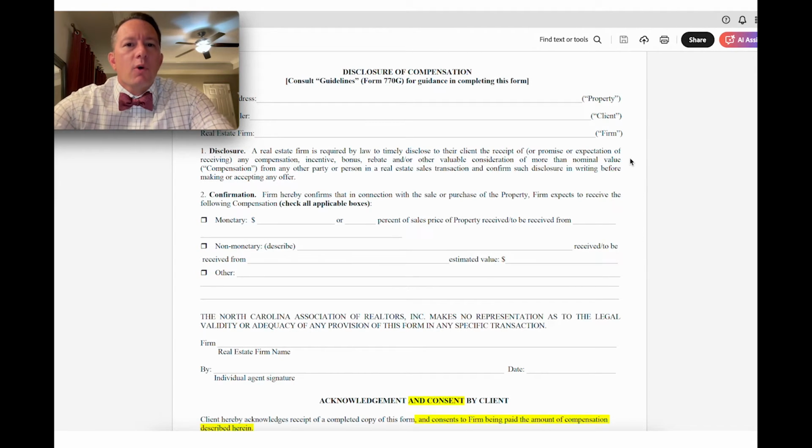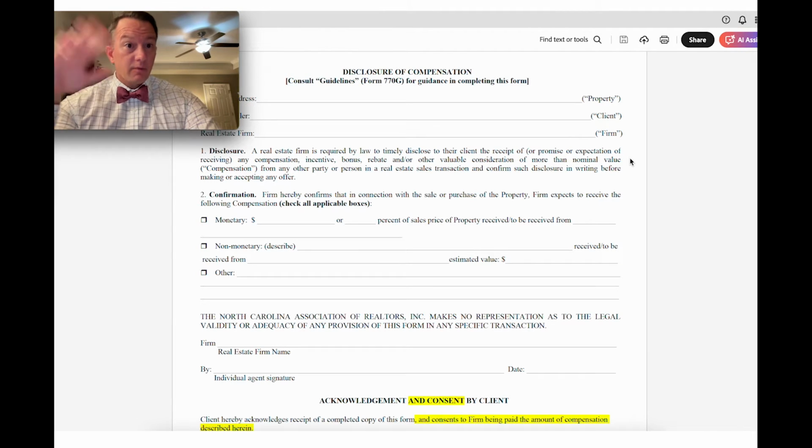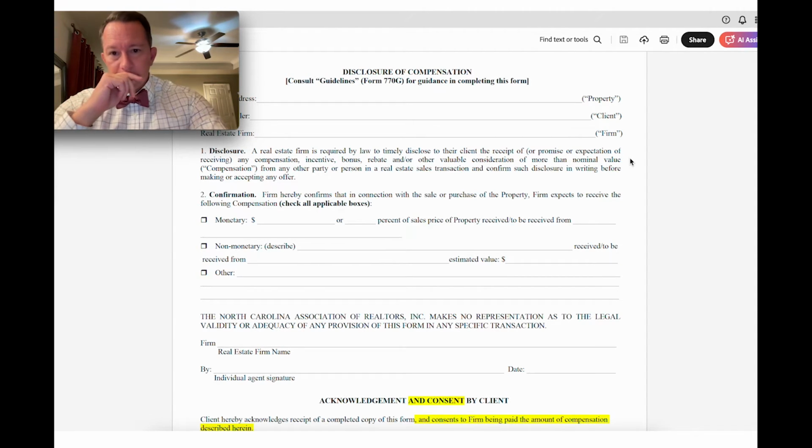that a firm is required to disclose under the license law if they expect to receive compensation that is over and above what they've already agreed to in the agency agreement. Okay, now it used to be, as we already discussed in previous edits to the agency agreements, that the client would automatically agree to additional compensation. That language has been adjusted and removed. So this form used to be used just to tell the client, hey, this is happening. Okay, that is no longer the case.